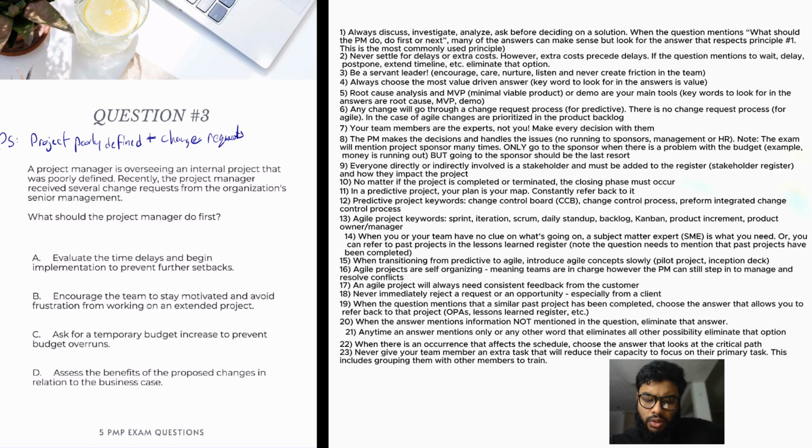That's our problem statement over here. Let me just highlight that. What should the PM do? A, evaluate the time delays and begin implementation to prevent further setbacks.